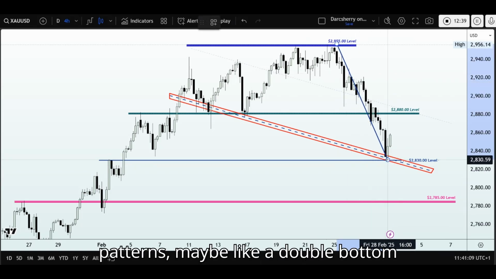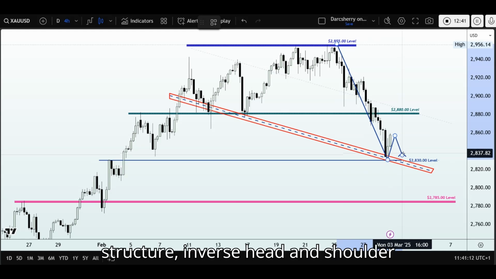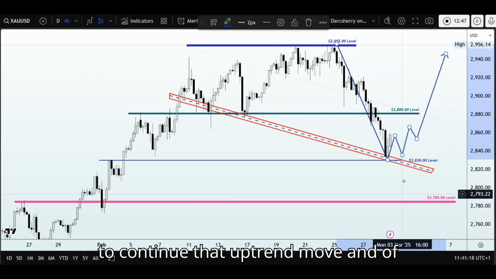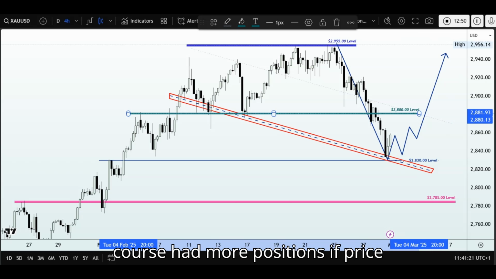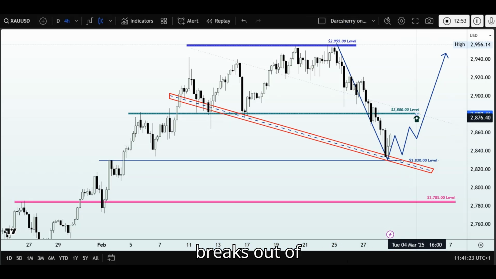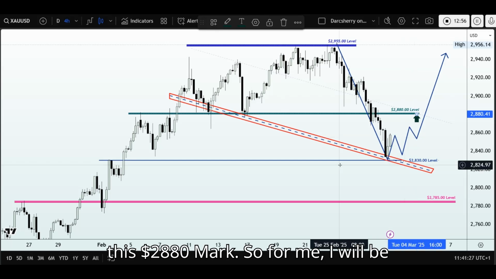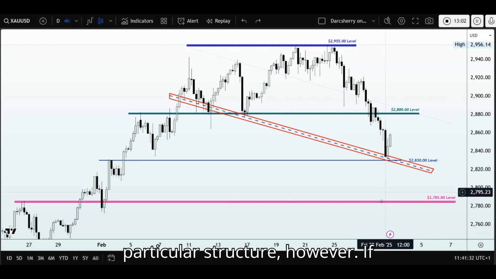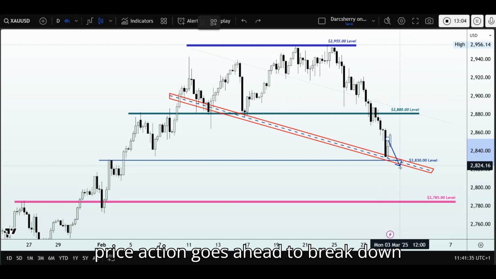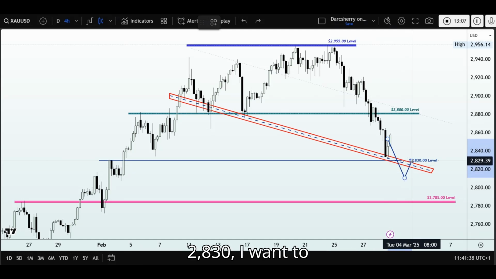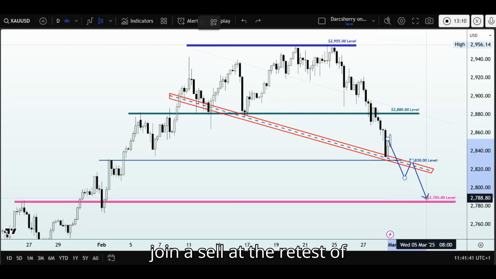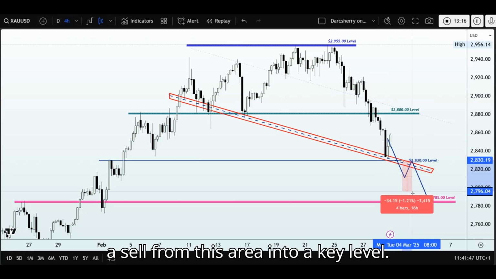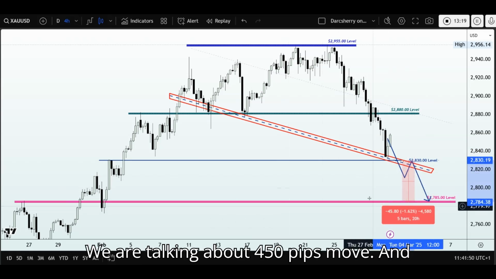maybe like a double bottom structure, head and shoulders pattern, whichever case it comes, to continue that uptrend move. And of course, add more positions if price breaks out of this $2,880 max. So for me, I will be looking out for buying ideas around this particular structure. However, if price action goes ahead to break down both the trend line and the 2,830, I want to join a sell at the retest of structure. And of course, a sell from this area into our key level, we are talking about a 450 pips move.